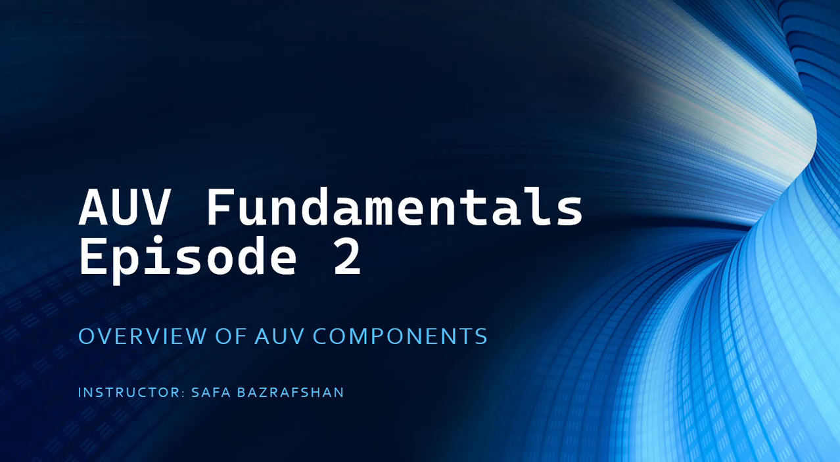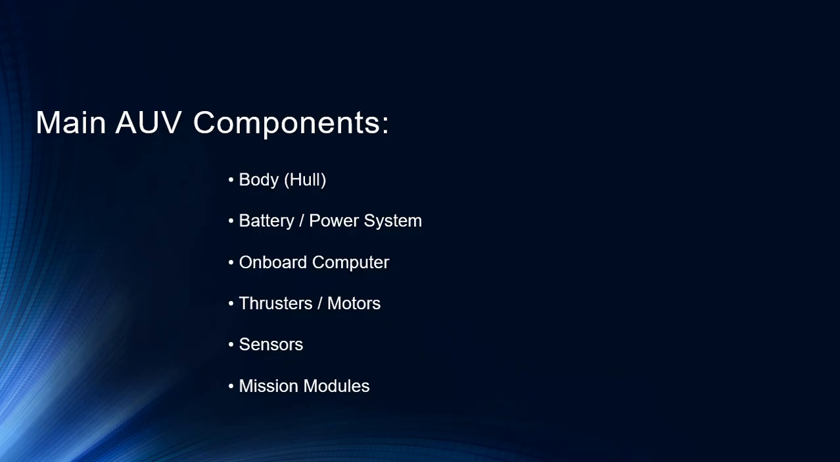This is episode 2, and today we're going to take a closer look at the major components that make up an autonomous underwater vehicle. Understanding these components is essential before we move into sensors, kinematics, and later MATLAB simulation. In this episode, we will discuss each of these components: the hull, the power system, the onboard computer, thrusters, sensors, and mission-specific modules. These parts form the basic architecture of almost every AUV.